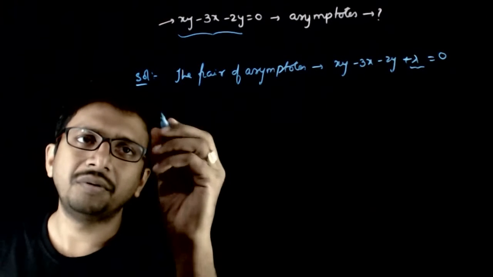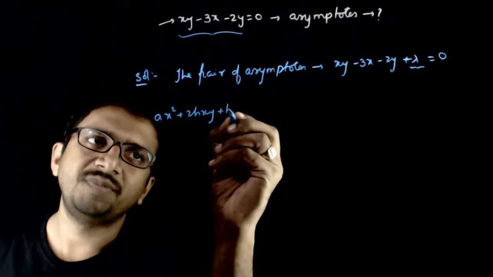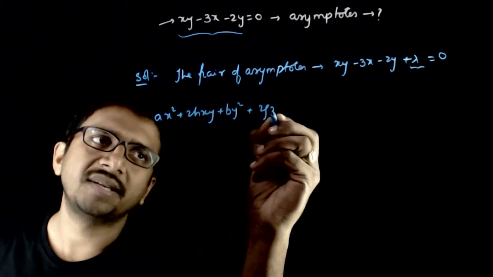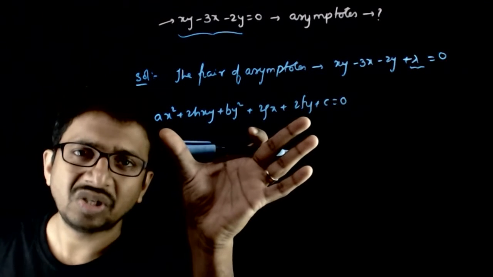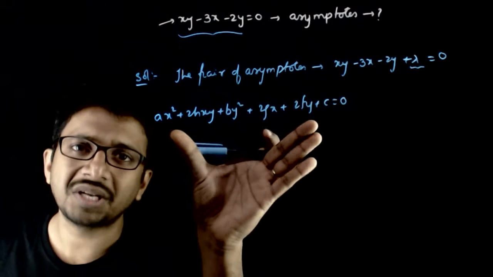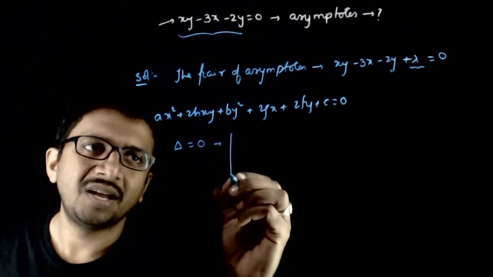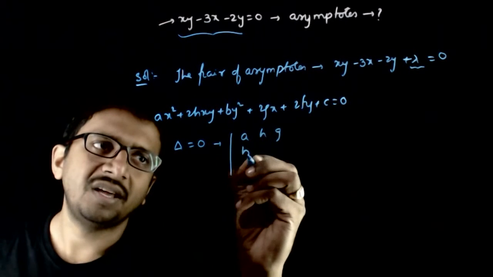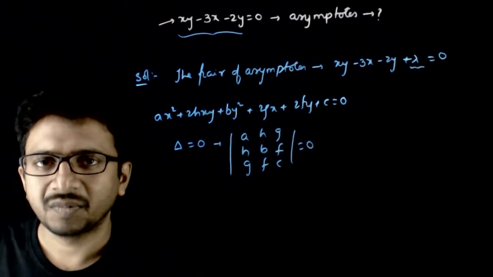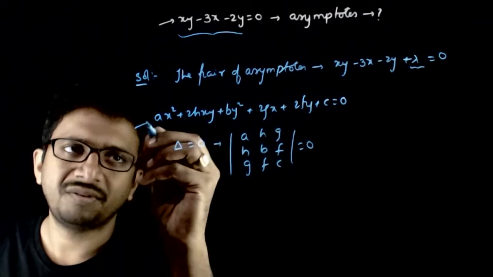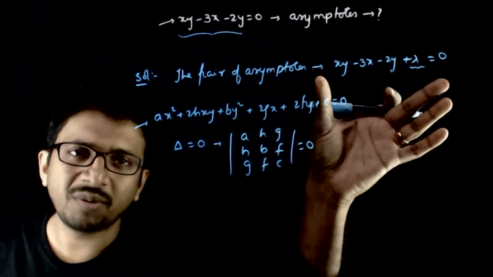For that we know that you have ax square plus 2hxy plus by square plus 2gx plus 2fy plus c is equal to 0. If the second degree general non-homogeneous equation has to represent a pair of lines, then delta has to be equal to 0. That is, the determinant of a, h, g, h, b, f, g, f, c has to be equal to 0. This is the general condition for this general equation to become a pair of lines. So now what is the condition for this to become a pair of lines?